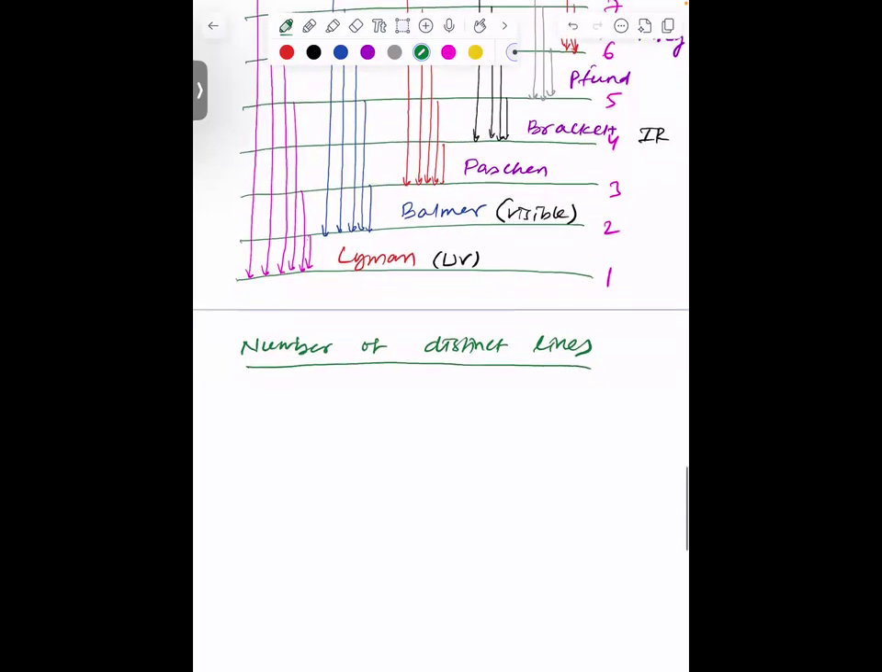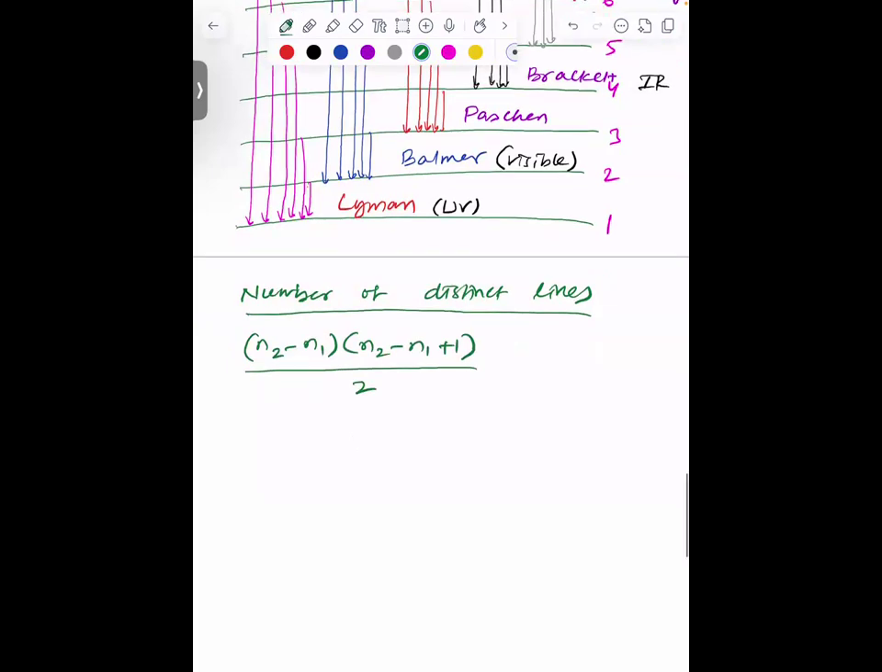So there is a formula to find the number of distinct lines. That formula is n2 minus n1 into n2 minus n1 plus 1 divided by 2. Here n2 is the higher shell, n1 is the lower shell.